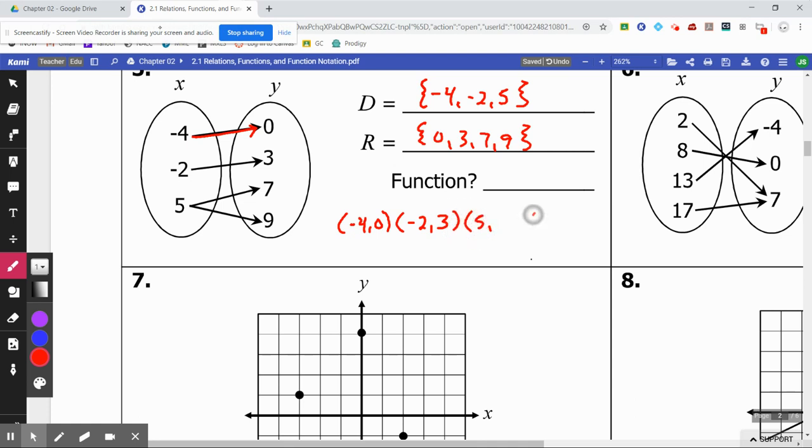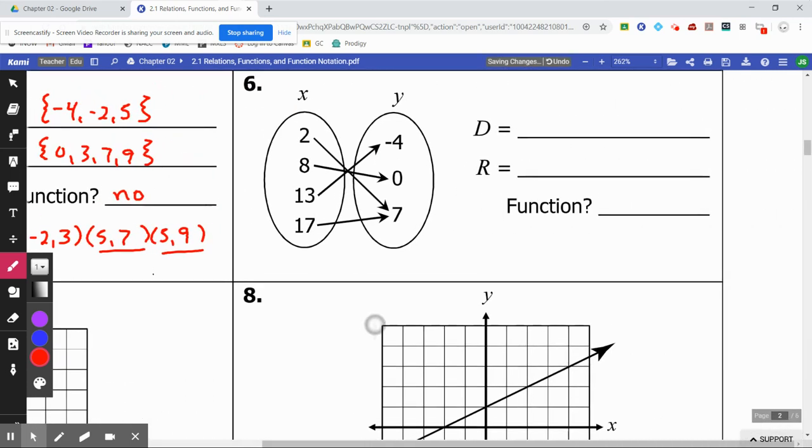5, there's an issue here. What is 5 paired with? Well, it's actually paired with two different things. 5 is paired with 7 and 5 is paired with 9. This makes it not a function. So anytime you have an x value that's paired with two different y values, that would definitely not be a function. So we're just looking for the arrows here.